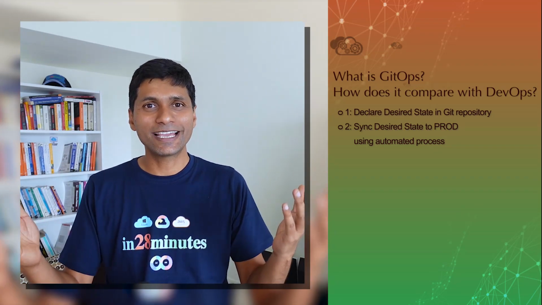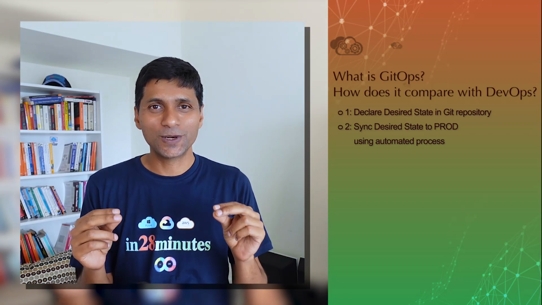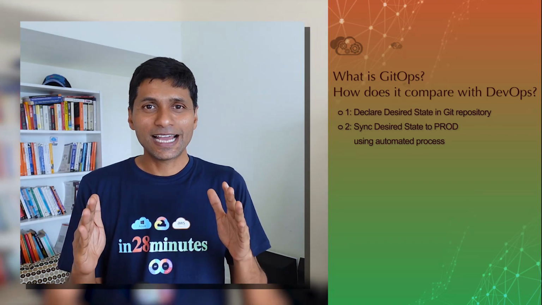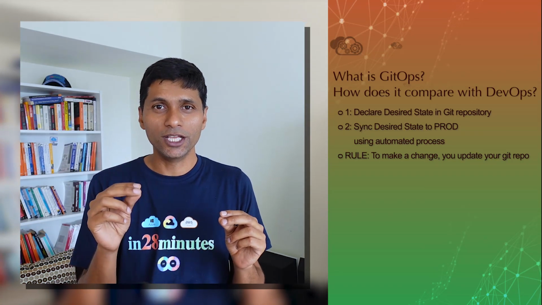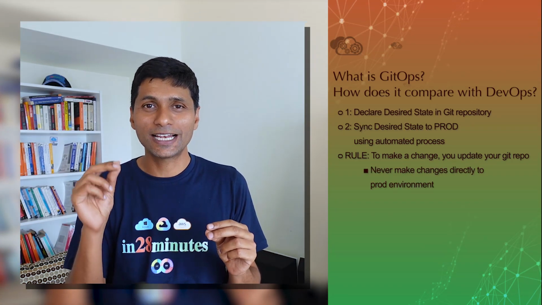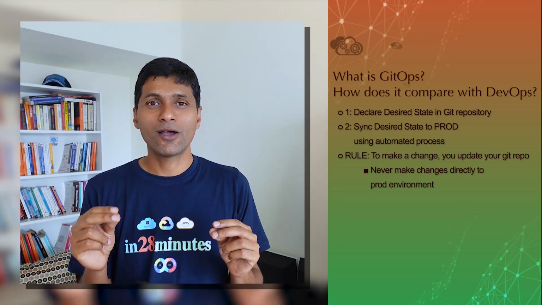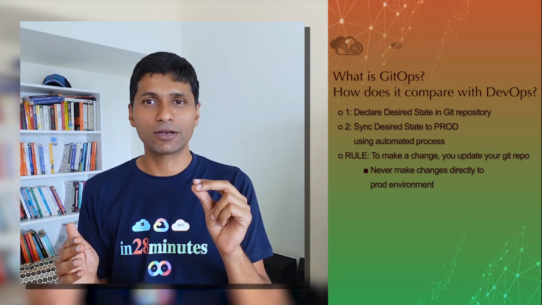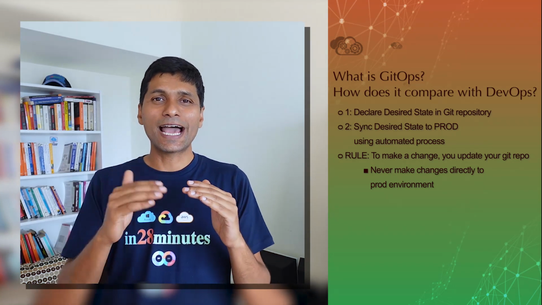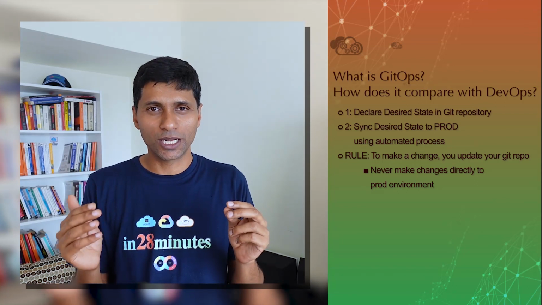Now, you might be thinking, what are the advantages of doing that? Before we get there, let's talk about one very, very important rule related to GitOps. It is that you always make changes to the GitHub repository only. You will never make changes directly in your production environment. All changes to your production environment should be through commits to your GitHub repo only. There should not be a direct update to a production environment.